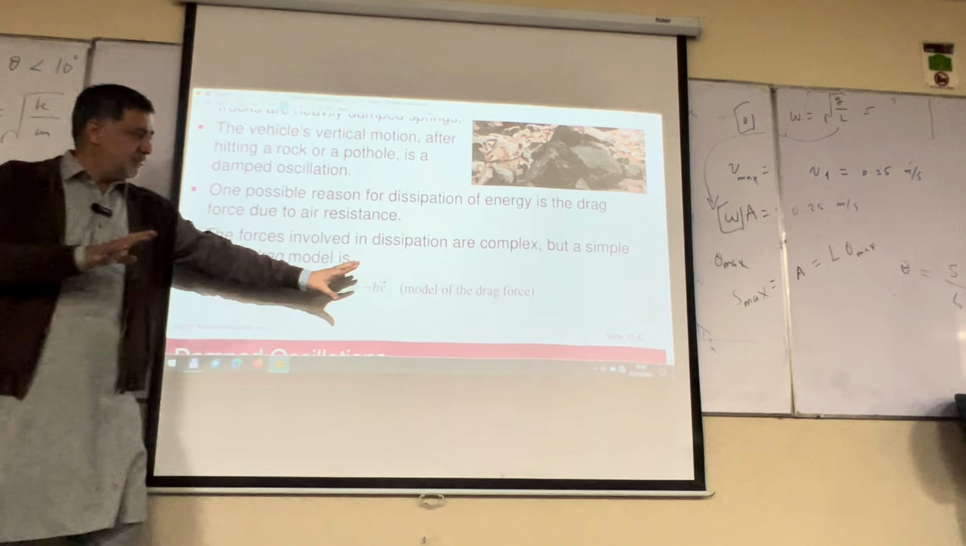Many assumptions: the drag force will always have a negative sign because it's a resistive force. It depends on speed, right? The force depends on velocity, the magnitude depends on the speed, and this b is the coefficient of drag, right? So this b appears there in the equation.